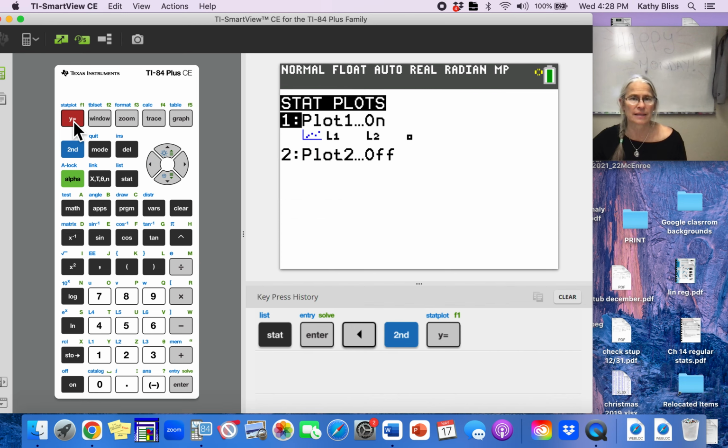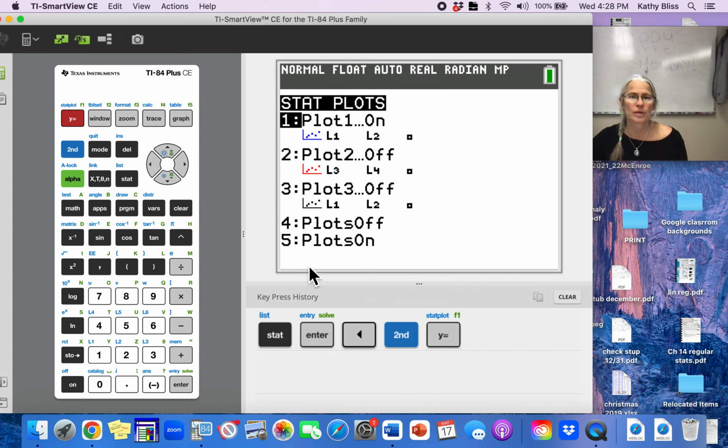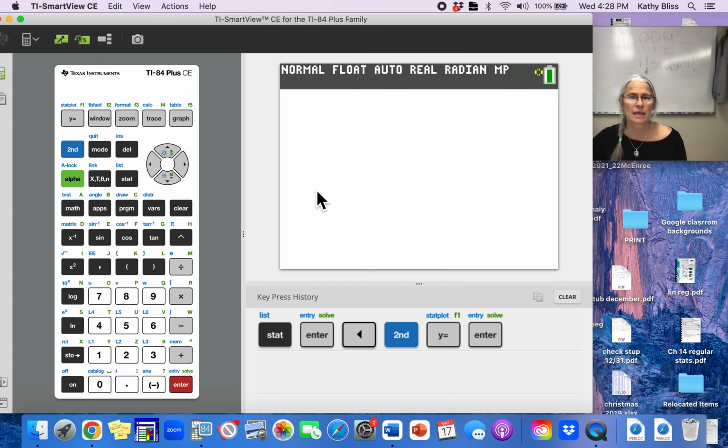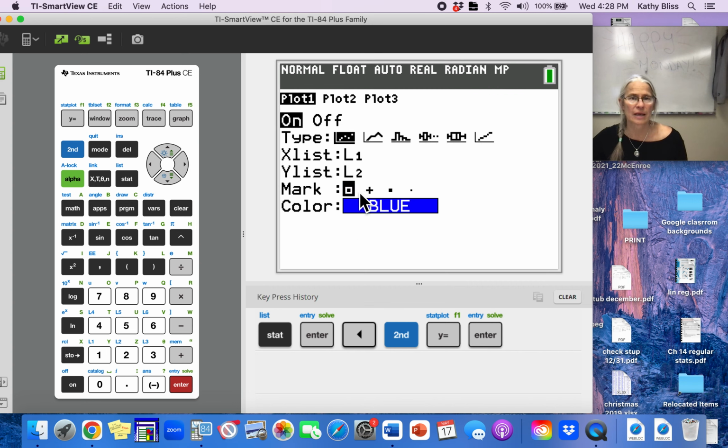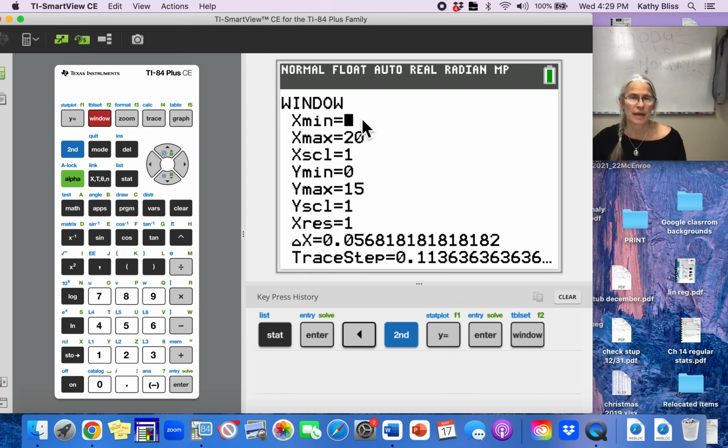So we do the second stat plot. This is all review. We turn the plot, we've got the plot on. We've got the data in L1 and L2. We can set our window; my first number is 7 in the X values. My domain goes from 7 to 15, so my X values go a little bit below, a little bit above. And my range goes from 0.5 up to 13, so I did 0 to 15 in my range. And then I can look at the graph.